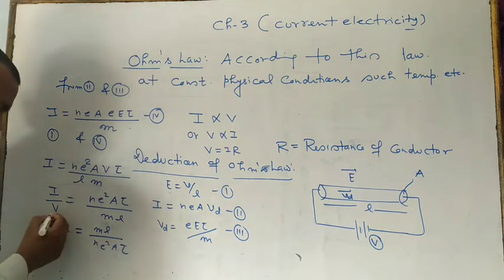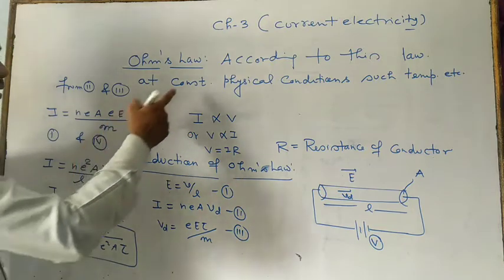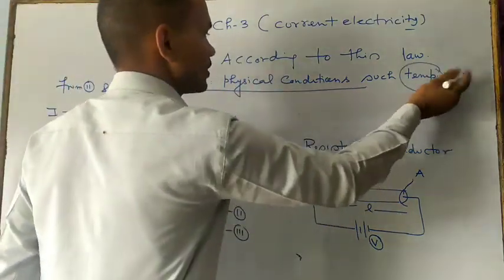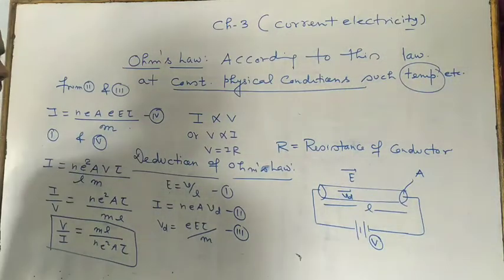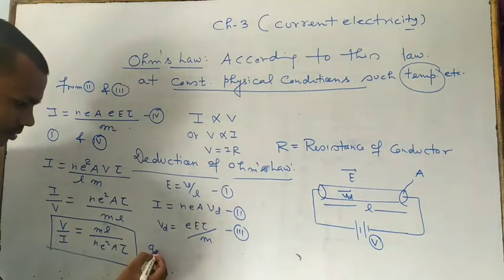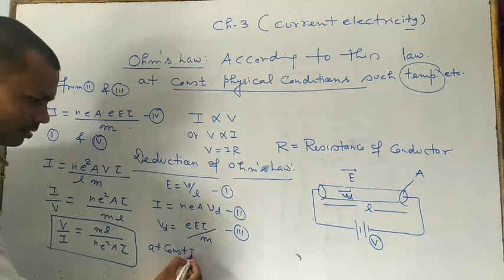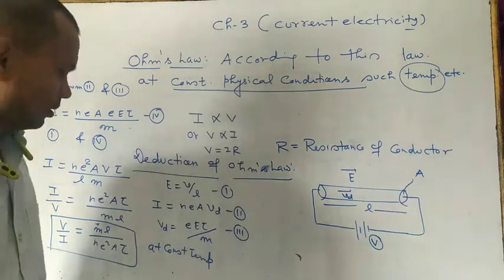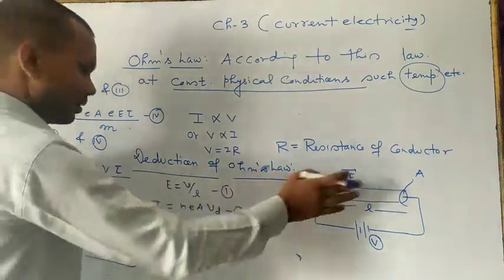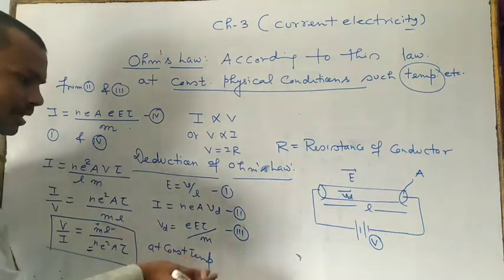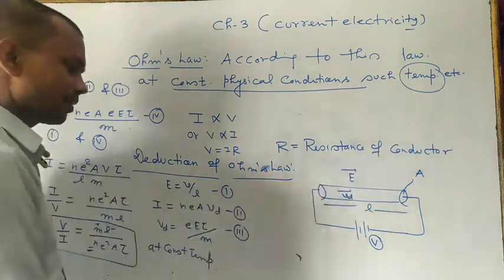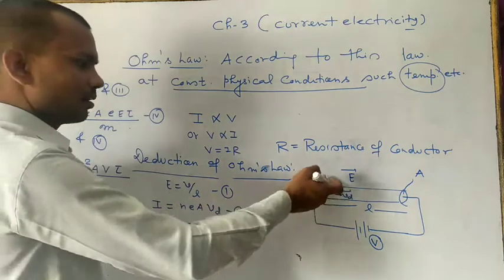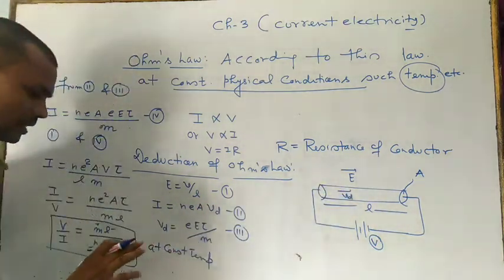So here you have to see what we have written. According to this law, at constant physical conditions such as temperature, pressure, etc. So at constant temperature, mass of electron is constant. Length of conductor is also constant. Number of free electrons at constant temperature for any conductor is also constant. The charge of electron is constant. Cross sectional area is not increasing or decreasing, because we are keeping it constant.